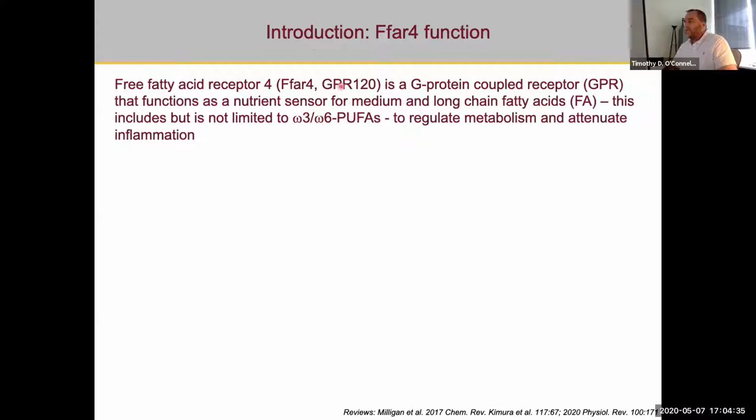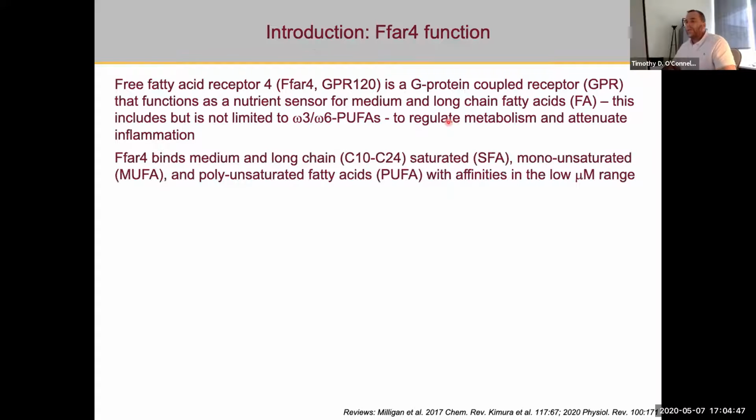Again, it's formerly known as GPR120. You see that in the literature quite often. And most of the literature suggests this receptor functions as a nutrient sensor for medium and long-chain fatty acids to regulate metabolism and attenuate inflammation. Now, pharmacologically, it binds to medium and long-chain fatty acids, carbon chains of 10 to 24, and that includes saturated fatty acids, monounsaturated fatty acids, and polyunsaturated fatty acids, and they bind the receptor with affinities in the low micromolar range. In terms of efficacy, polyunsaturated fatty acids are full agonists, where saturated fatty acids are generally considered at best to be partial agonists.